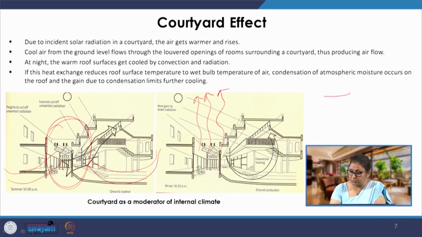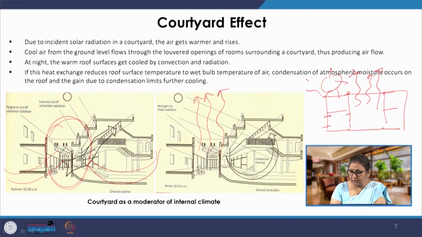Now, suppose we have thermal mass here, say a 2-storied building, and this is the courtyard that we are talking about. During the day, hotter air will rise up, and then we have to provide windows in such a manner that a draft of air is created here, and the cooler air is drawn into this courtyard from the sides.